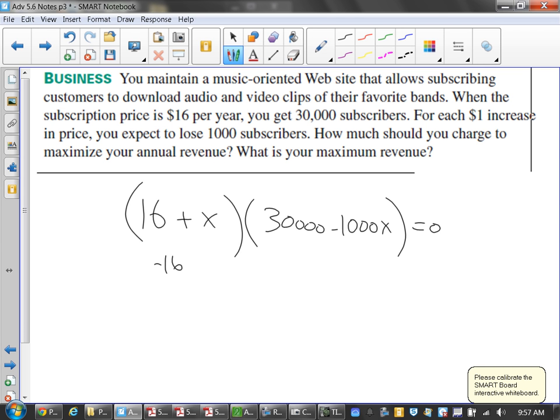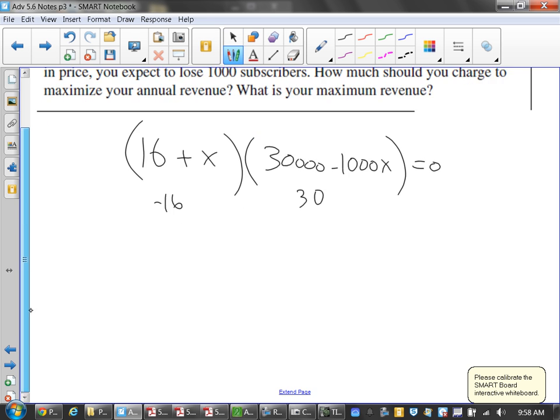If I go the other way around, I know that my other zero would be at what? 30? Yeah. Everybody okay with that? Yes. I'm just finding my zeros. I know that this graph is going to look like this. Here's -16, here's 30. It's going to cross the x-axis there and there.